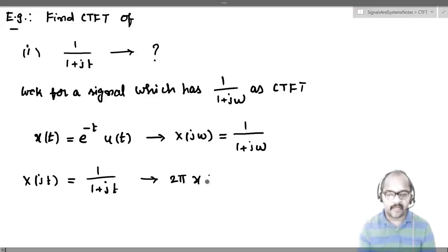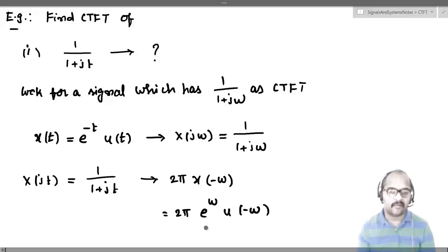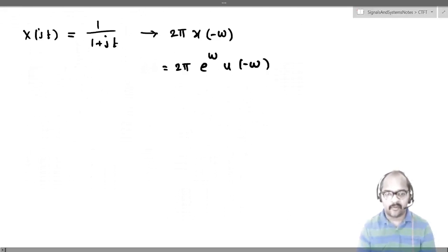So this fellow will have what as Fourier transform according to duality property? This fellow will have 2 pi times small x of minus omega, which would be equal to 2 pi times x of t, which is e power minus t u of t. If you replace t with minus omega, you get 2 pi e power omega multiplied with u of minus omega. So 1 by 1 plus jt will have 2 pi times e power omega u of minus omega. So what is the crucial step here? You have to always look for a signal which will have this function as the Fourier transform by replacing t with omega. Okay, so again, to understand this, we will take few more examples.